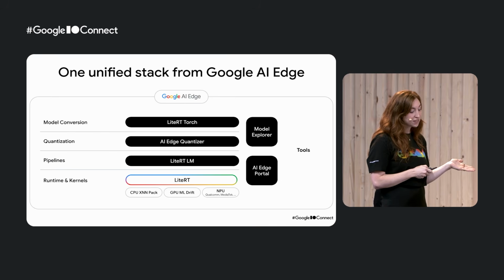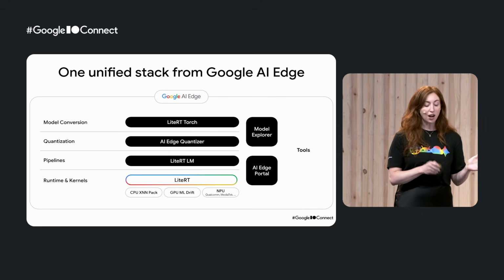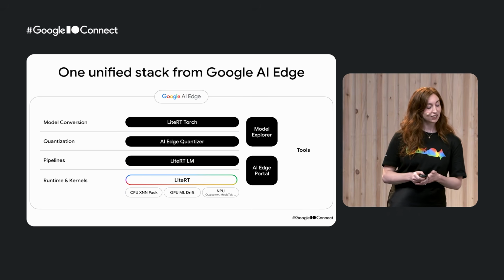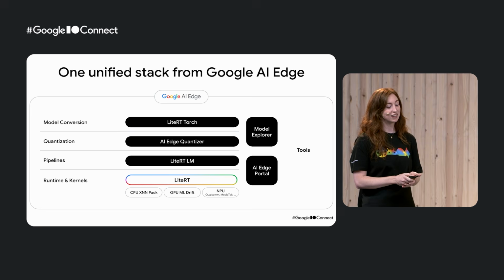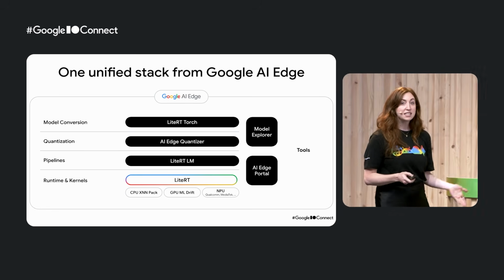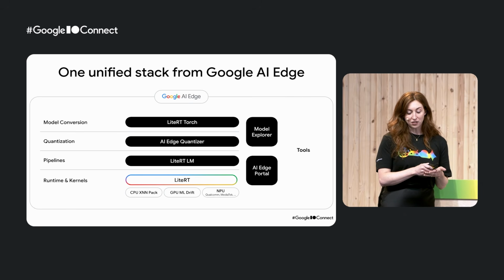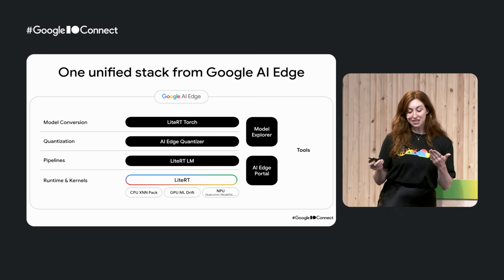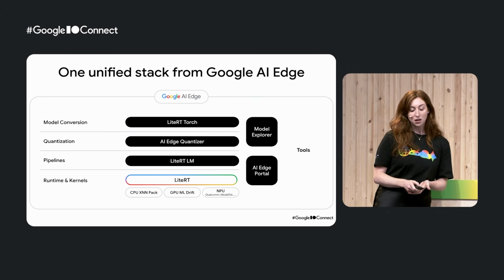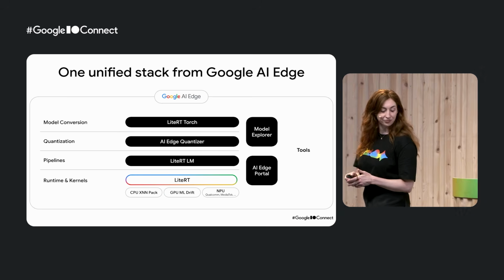And Google AI Edge isn't just a single tool. It's an end-to-end pipeline designed to take you from a raw model all the way to a highly optimized on-device deployment. Let's walk through how this works in practice. It starts with preparing your model. Before you can run anything locally, you need to translate it. And that's where LiteRT Torch comes in. It seamlessly converts your model to the exact format that our runtime needs. And then, to make sure that model fits into the mobile memory constraints, we have AI Edge Quantizer that will shrink the model's footprint without sacrificing quality.